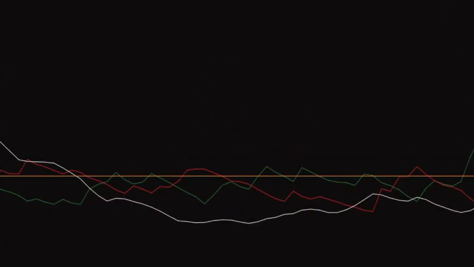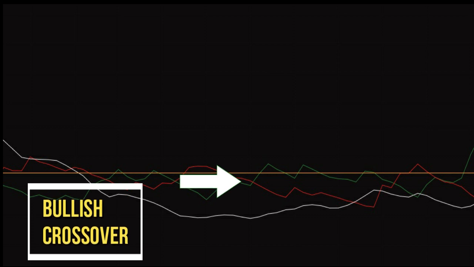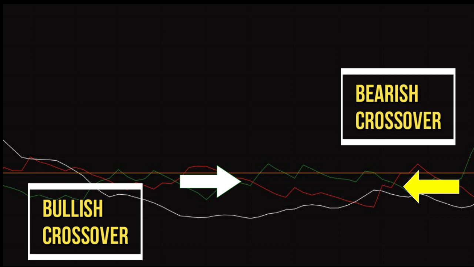Now I will give you a little idea about the bullish and bearish crossover, which will be very helpful in trend. Now look at this carefully. Whenever the DI+ line cuts the DI- line from downside to upside, it is called a bullish crossover. Similarly, when the DI+ line cuts the DI- line from upside to downside, it is called a bearish crossover. But it's not so easy as it looks.